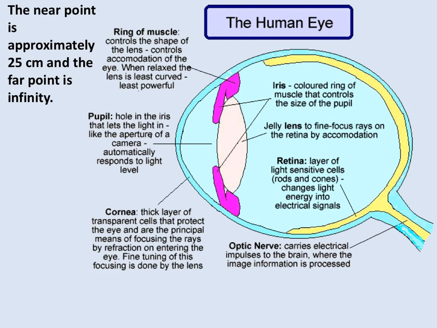Now, the retina is a layer of light-sensitive cells that changes light energy into electrical signals, which are then carried along the optical nerve to our brain. Finally, the iris is a coloured ring of muscles that controls the size of the pupil.